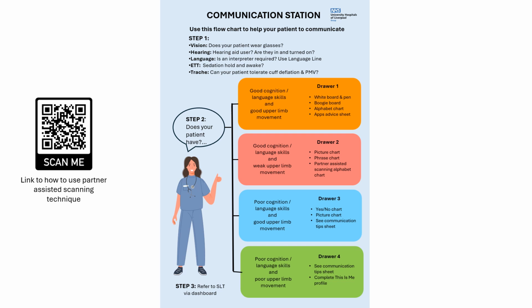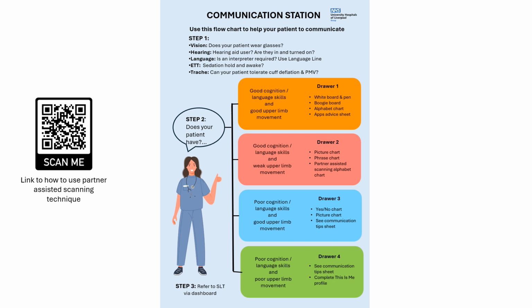If your patient has poor cognition but good upper limb function, go to drawer 3 to find a yes-no chart and simple picture chart. If your patient has poor cognition and poor upper limb function, then picture charts or whiteboards will not be suitable. Go to drawer 4 to find some helpful tips on supporting communication and consider completing a This Is Me profile.